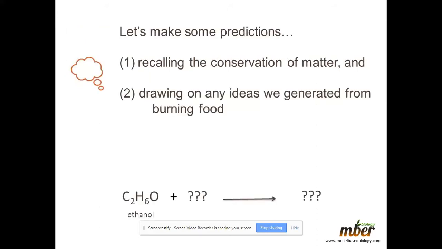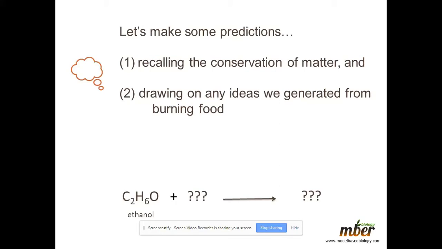All right, now that you saw Mr. Scold do his first experiment, let's make some predictions. I want you to think about recalling the conservation of matter. What does that mean? What is the conservation of matter, right? Well, that is when matter cannot be created nor destroyed. And think about some ideas that we had from burning food. What happens when you actually burn that food?